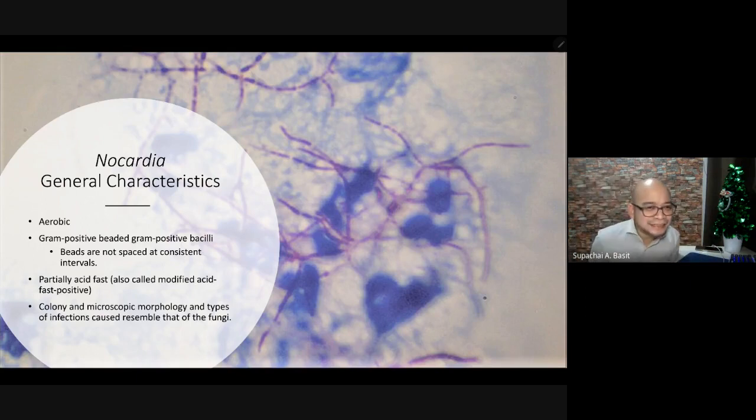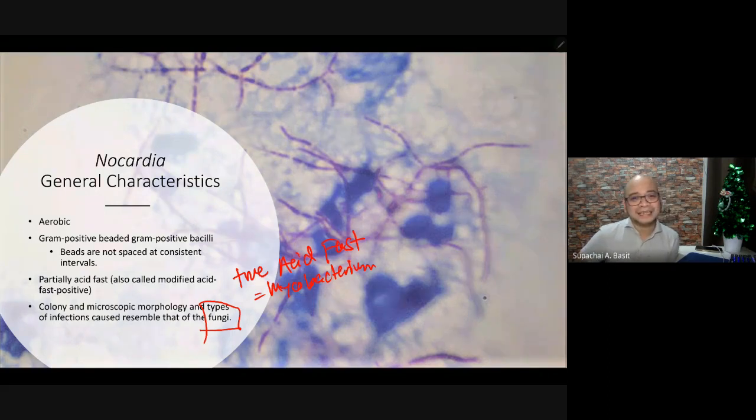So, Nocardia is an aerobic, gram-positive, beaded bacilli. The beads are not spaced at consistent intervals. They are partially acid-fast, because the true acid-fast is Mycobacterium. So Nocardia is slightly acid-fast. Colonies and microscopic morphology of the infections resemble the fungi. That's why Nocardia is an example of a fungi-like bacteria.